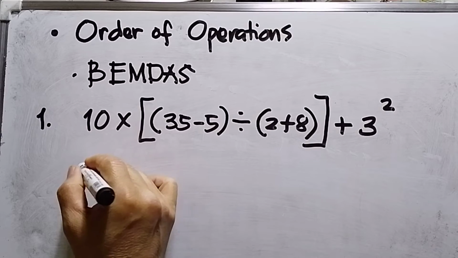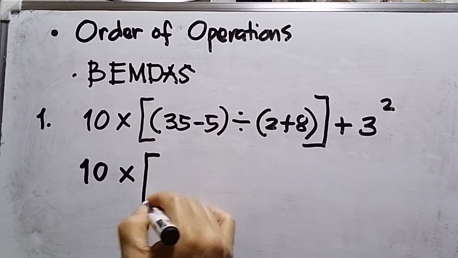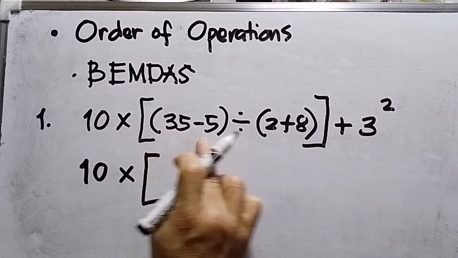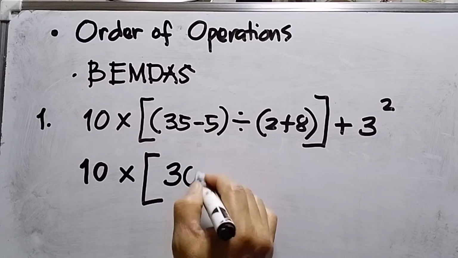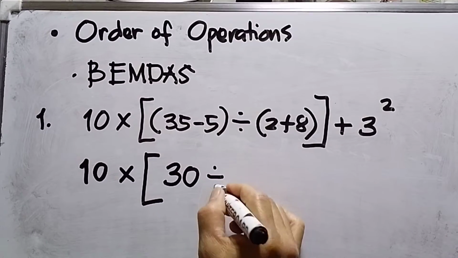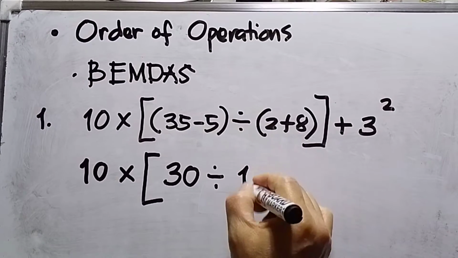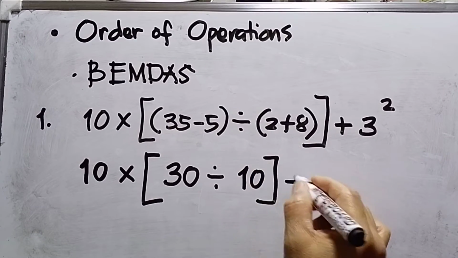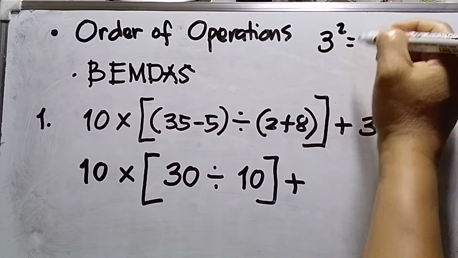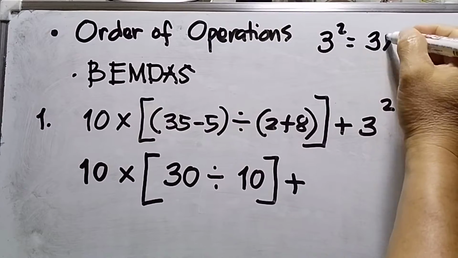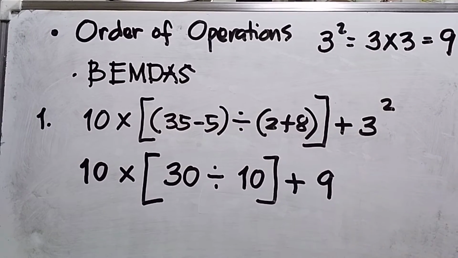So need to copy this one. 10 times square brackets. Simplify this one first. So 35 take away 5, that is 30. And then the operation is division. So 2 plus 8 is 10. Then plus 3 raised to the second power, meaning multiply itself 2 times. 3 times 3 is equal to 9. So this will be 9.